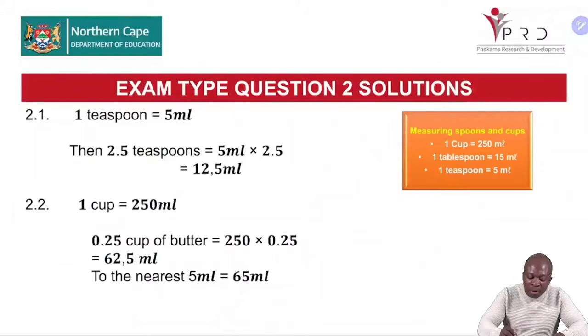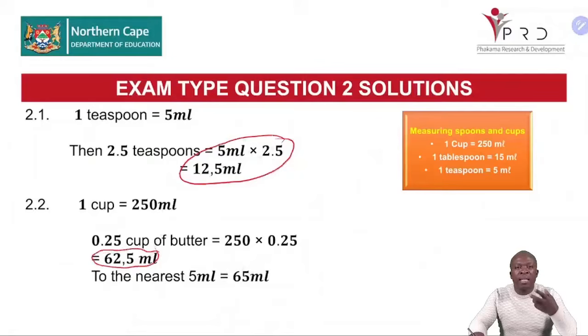So let's look at it. Remember, there's our first one, the 12.5. And then the next one, we got our 62.5. We don't stop there because the examiner says we must take our answer to the nearest 5.